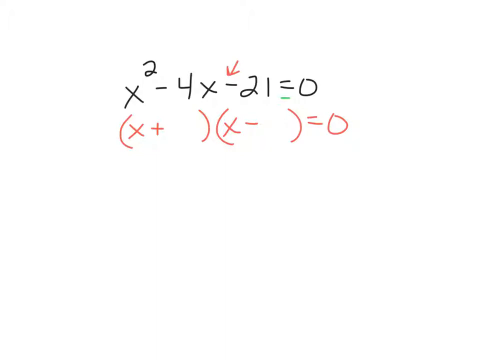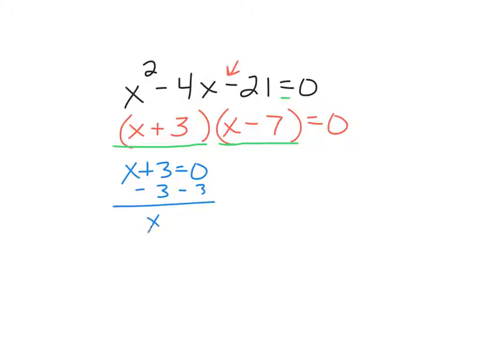And as I go through this, I would find out that it would be x minus 7 and x plus 3. So once again, that means that either the x plus 3 has to equal 0 or the x minus 7 has to equal 0. So I'm going to set each one of those equal to 0. If I set x plus 3 equal to 0, I'm going to subtract 3 from both sides, and I'm going to get x is equal to negative 3. So if x is equal to negative 3, that factor would equal 0.